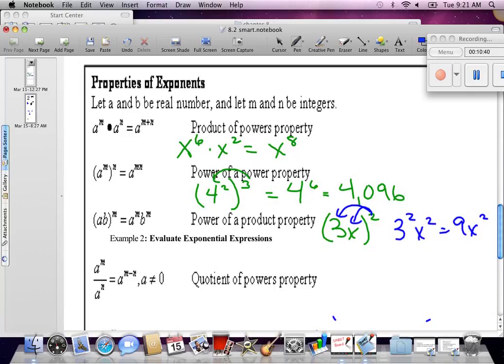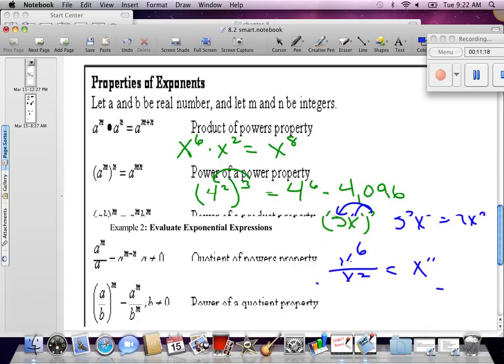Here's something new. When you have a division problem, quotient means division, right? It's the answer to a division problem. Fractions are simply division, right? 1 over 2, 1 divided by 2. Quotient of powers property. So if you have a to the mth power over a to the nth, what you have to do is subtract the 2 exponents. So let's say we have x to the 6th power over x to the 2nd power. We have to subtract the exponents. So what is 6 take away 2? 4. So it's x to the 4th.